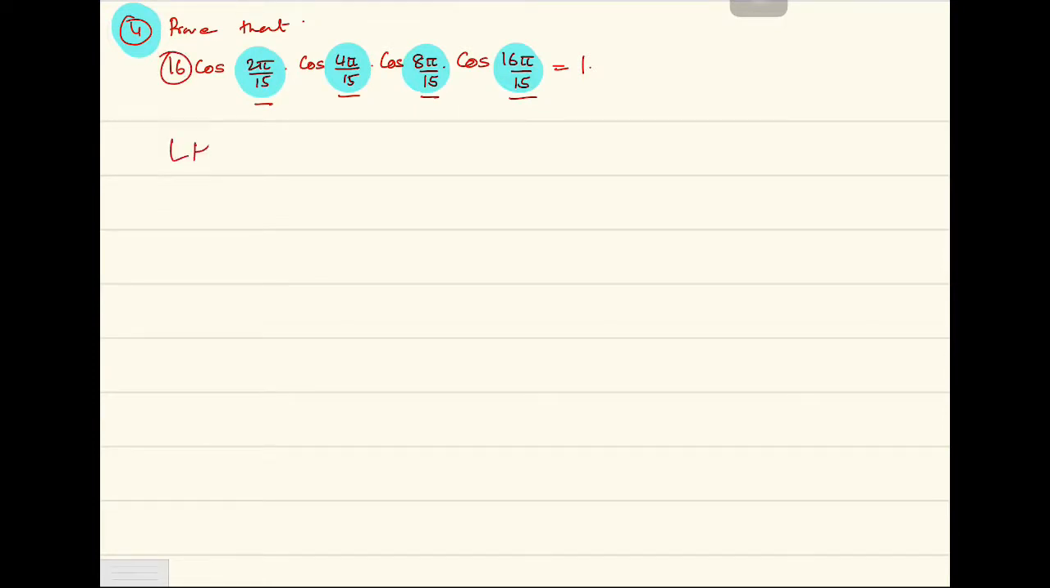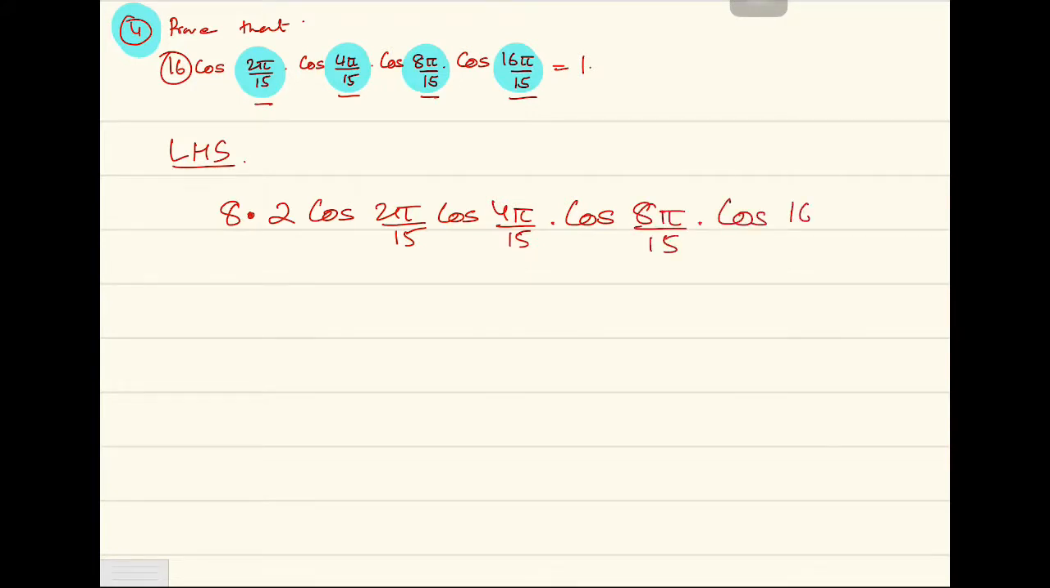So let's start from the LHS. Let's see what can we do. Can I separate 2 out of 16? So if I separate 2 out of 16, I can write 16 as 8 into 2. Then I have here 2 cos 2 pi by 15, then cos 4 pi by 15, and then here I have cos 8 pi by 15, and finally cos 16 pi by 15. That's the left hand side, correct?